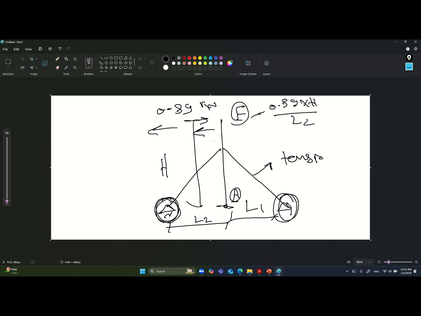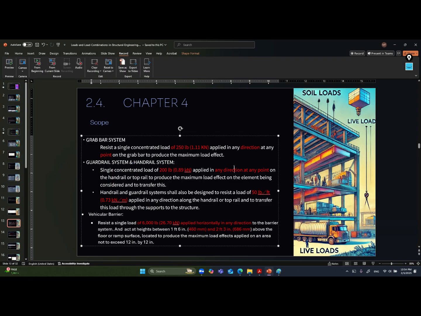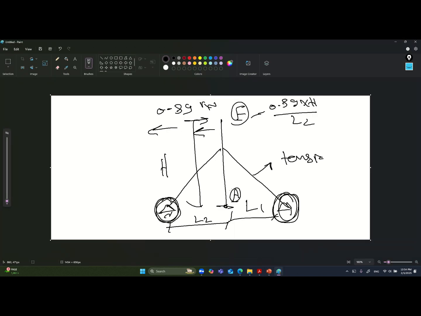This one will have the maximum force. So it is very important to understand also the direction. When he tells you in any direction, and he tells you that you have a guardrail system or a handrail system, and he gives you the direction here, you need to reverse it. You need to check in the other direction. This one has like a 5 kilonewton tension force, and this one has like a 10 kilonewton. So the maximum force will be 10.